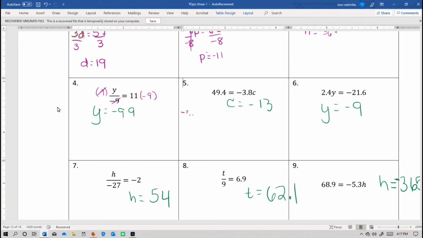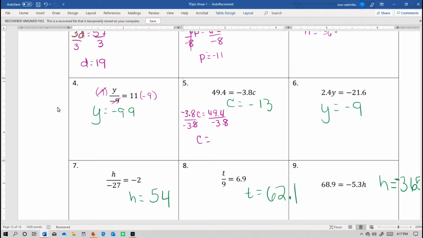I'm going to flip-flop this. You don't have to, but for me, it's easier to see what's going on. Now I can see this is multiplying c, so I'm going to divide it. I'm going to take that negative with it. All right, so the answer is C.